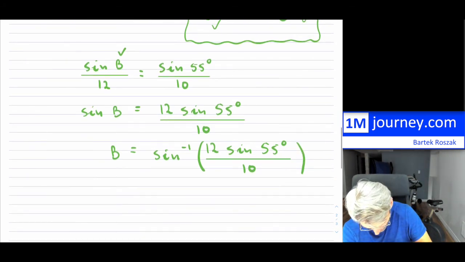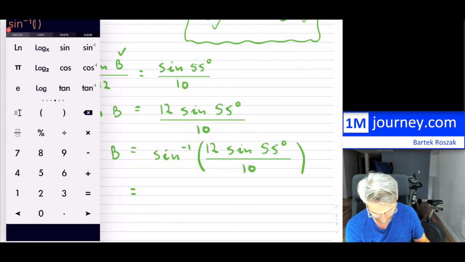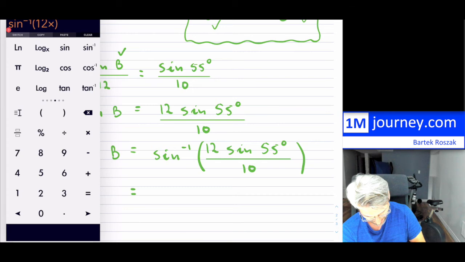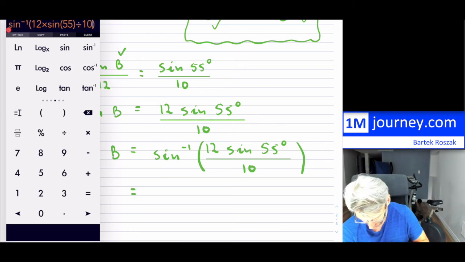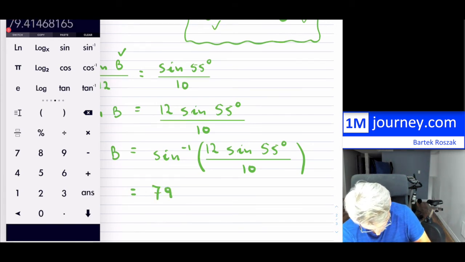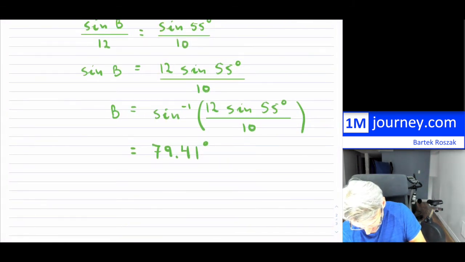Okay, so let's see what that gives us as an angle. I'll put it all into the calculator: 12 multiplied by sine 55 degrees. Again, make sure you have everything in degrees on your calculator. And it's calculating in degrees, divided by 10. All right, so that is 79.4, okay, let's keep one more, 79.41. So that's my angle B.